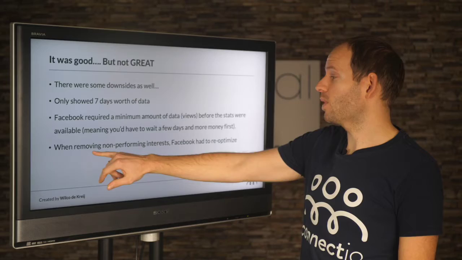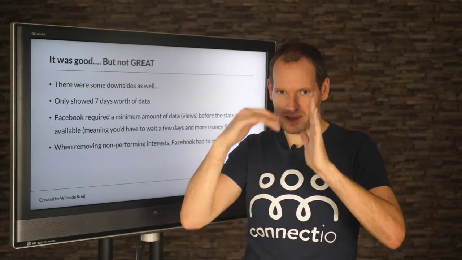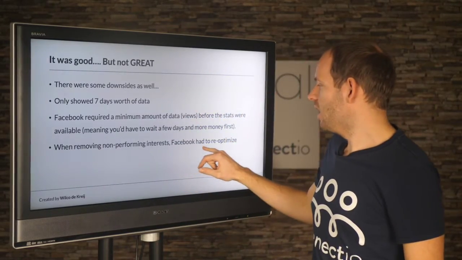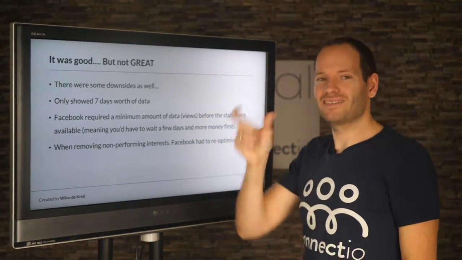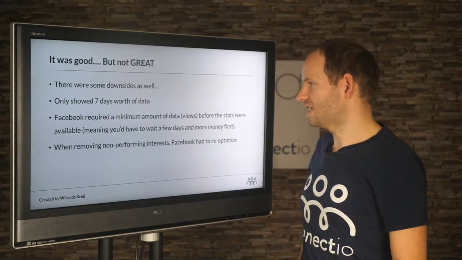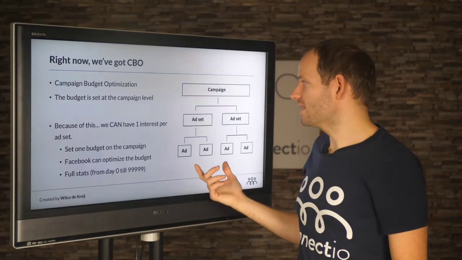And also the problem was, when you remove the non-performing interests, so let's say you found 10 different interests and 2 of them weren't performing and you deleted them, Facebook had to re-optimize, which took like a day for them to go back to maximum efficiency again, right? So these are some of the downsides of the breakdown.